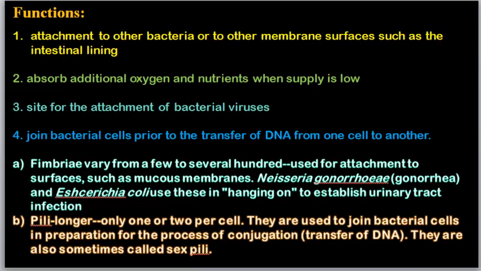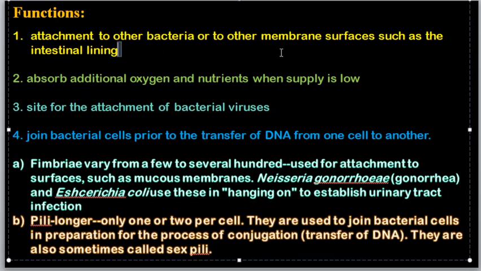Now, let's go to the different functions of your pili and fimbriae. Number 1, they are used for attachment to other bacteria or to other membrane surfaces such as the intestinal lining. So yan, main function nila for attachment. Number 2, they absorb additional oxygen and nutrients when the supply is low. So ginagamit rin sila for absorption of nutrients. Number 3, site for the attachment of bacterial viruses.